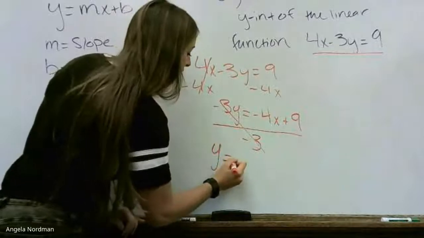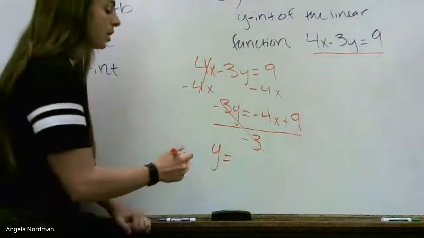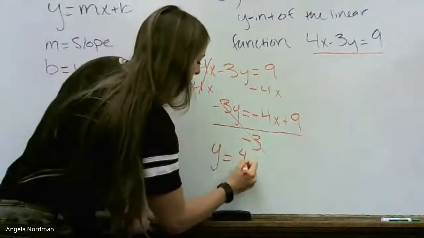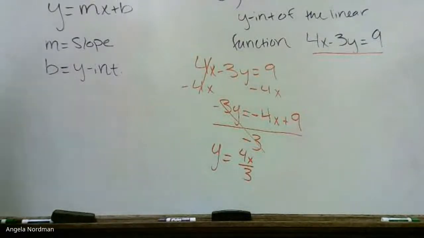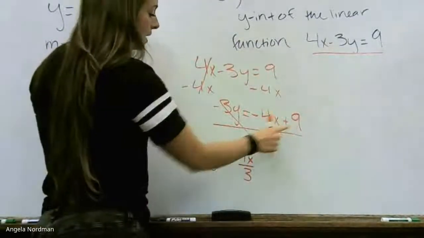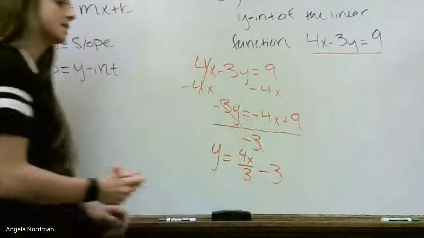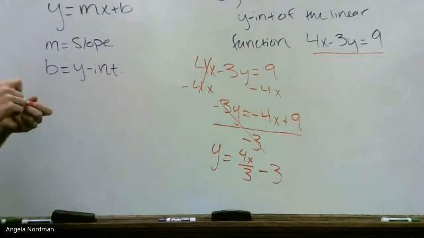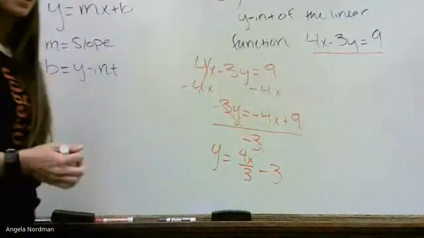That leaves me with y equals, on this side, negative 4x divided by negative 3. A negative divided by a negative turns positive, but I can't divide out that fraction, so it's going to remain 4x over 3. Over here, positive 9 divided by negative 3 divides out evenly, but as a negative: 9 divided by negative 3 is negative 3. So I'm in my slope-intercept form, but I'm not quite done yet. I still need to do some identifying. I'm almost at the point I need to be, but I have about one more step.